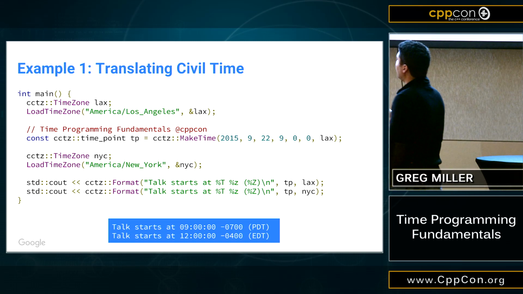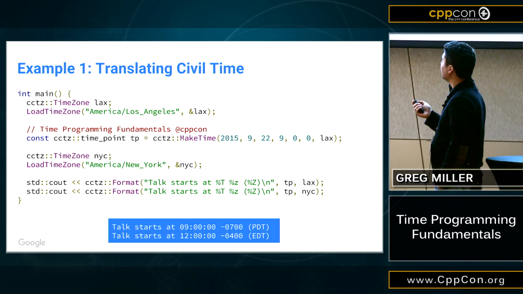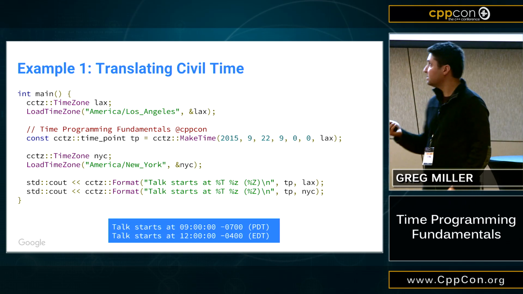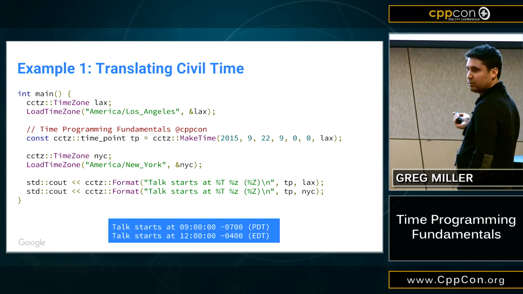Down here, I'm going to go ahead and load up the time zone for America, New York. And then I'm just going to use CCTZ format, and I'm going to format this same time, the exact same absolute time, in two different time zones. So the only thing that's changing there is the time zone. This %z here gives me a numeric offset for the time zone at that instant. And this capital Z here gives me the string abbreviation. I'm including these just so it's easy to read in the output.